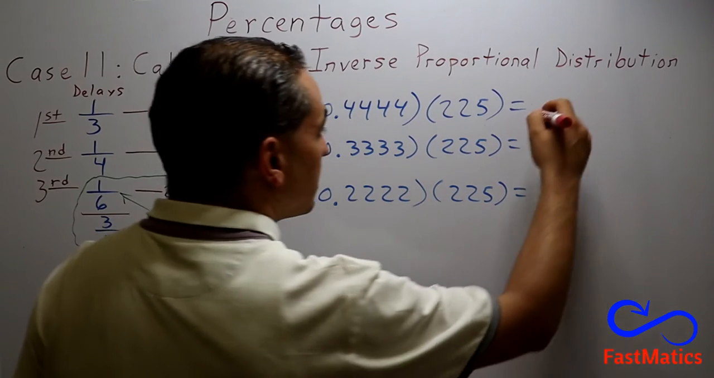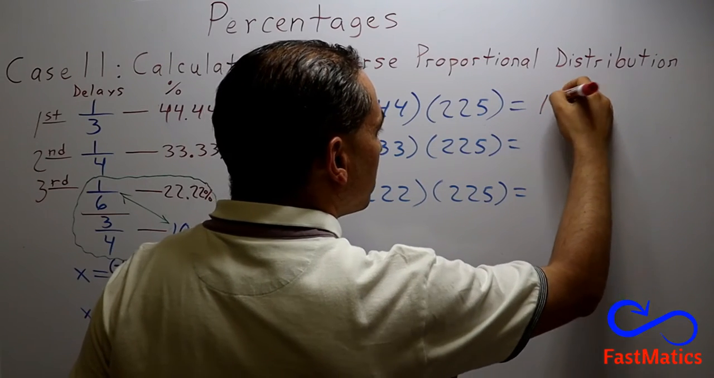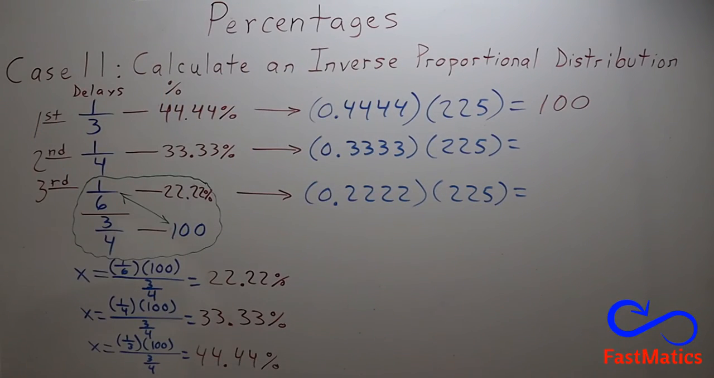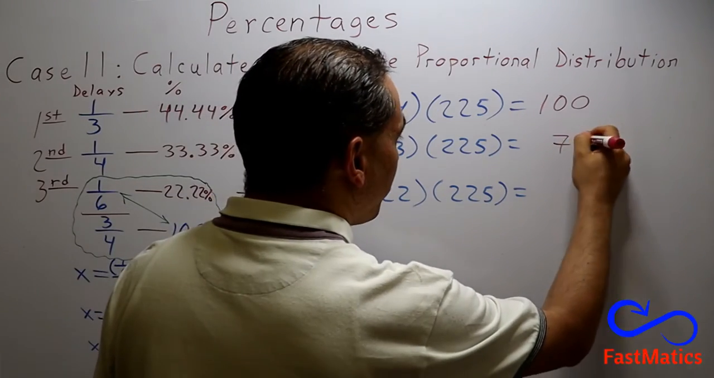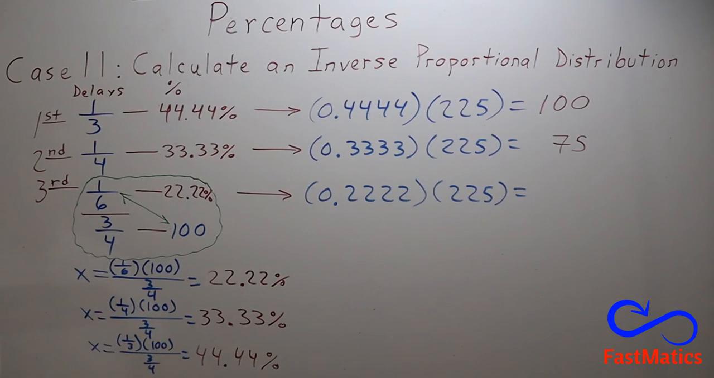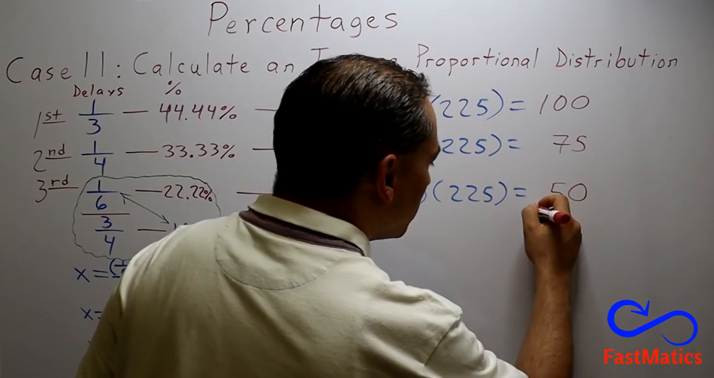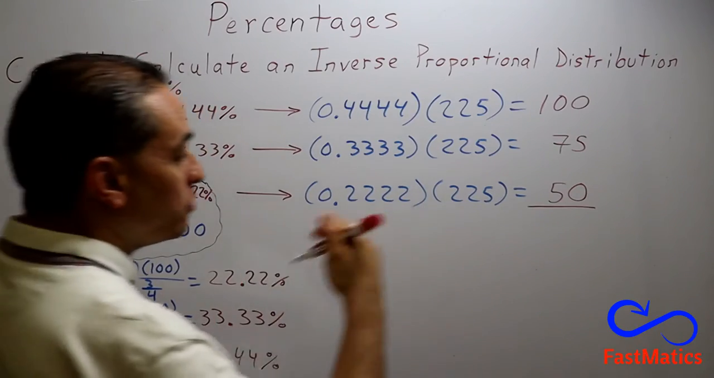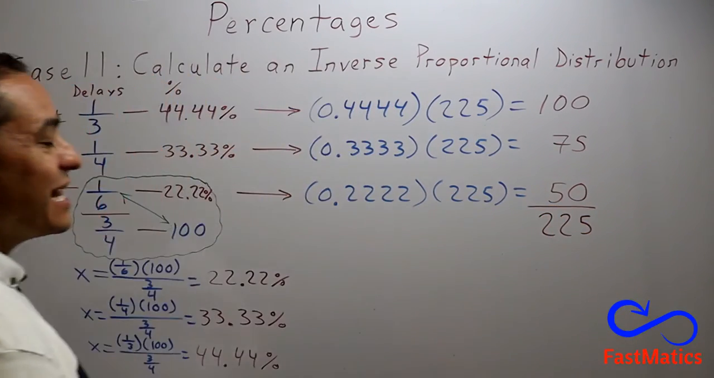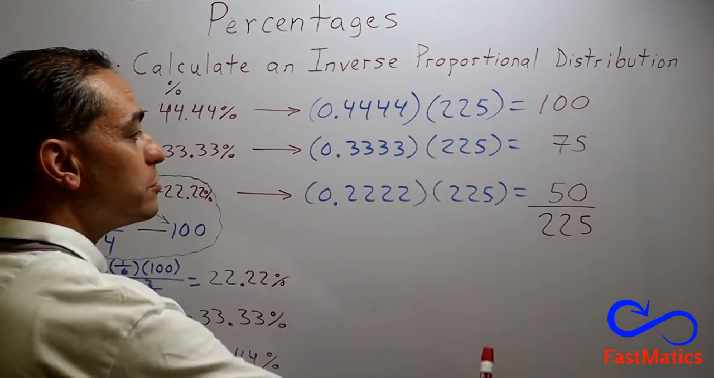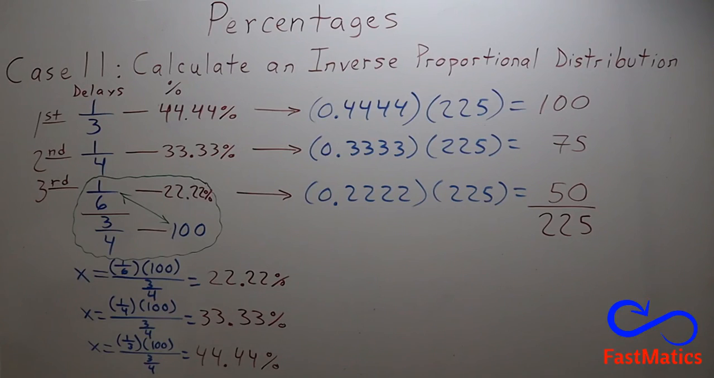The answer is, if we round the answer, 100 euros. After that, if you consider all threes in your calculator, the answer is 75 euros. And finally, the answer for the third employee is 50 euros. How can I know that everything is okay? Well, we add those numbers and we get 225. That is the money we want to distribute between those employees.